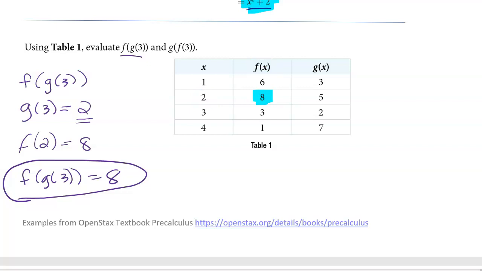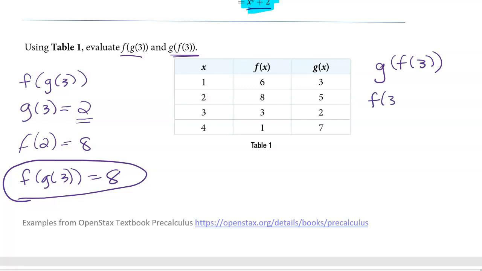Okay, let's try the other one here. The other one is g of f of 3. In fact, I encourage you to pause the video and try to do it on your own. And then you can play the video to see how you did.